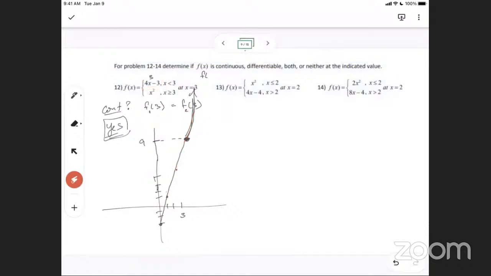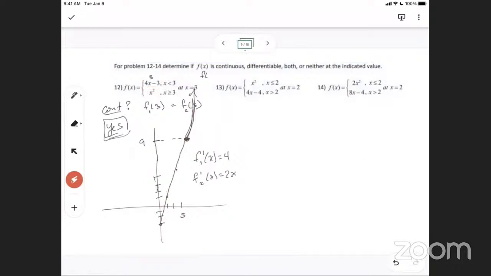My gut feeling is if we take the derivative of both of them, the derivative of the first part of that piecewise is 4, and the derivative of the second part of that piecewise is 2x. If I plug in 3, I get 6 for this one, and I get 4 for this one. So they're different, and I believe that's how you tell. I think you take the derivative and then plug it into both of them. If it's different, that means it's not differentiable, I believe.